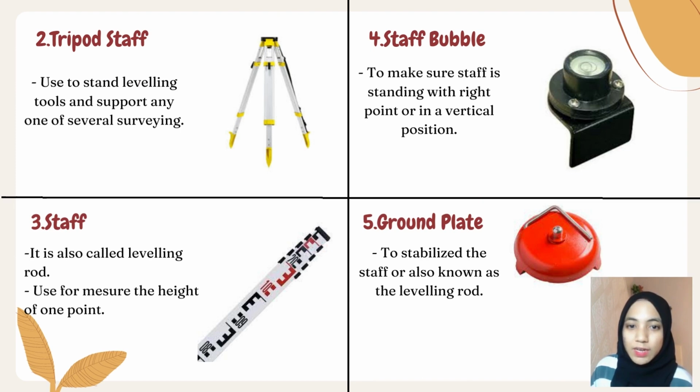Second, tripod. Tripod is a device used to stand leveling tools and support any one of several surveying instruments. Third, staff. It is also called a leveling rod and is used to measure the height of one point. Number 4, staff bubble. Staff bubble is to make sure the staff is standing at the right point or in a vertical position. To remember, make sure the air bubble is in the circle before taking the readings. And number 5 is ground plate. Ground plate is to stabilize the staff, also known as the leveling rod.